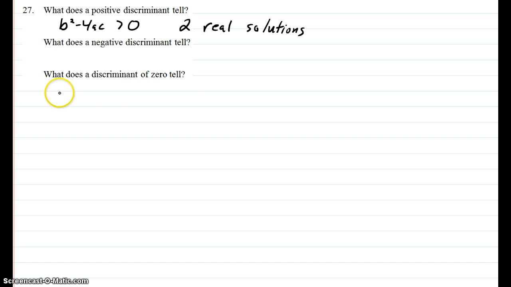What does a 0 tell us? So when our discriminant b squared minus 4ac is equal to 0, that tells us that we have one real solution.